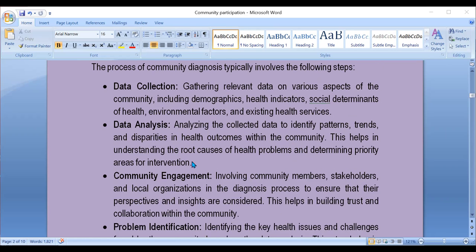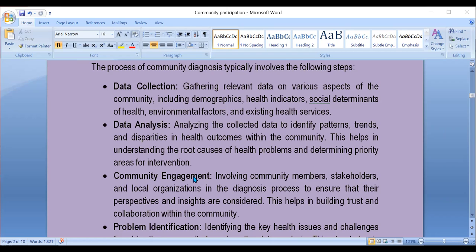You're also going to embark on data analysis. By the time you have collected all this data, you are going to use what is called matrix ranking to rank and say, this is the actual health problem of these people, and this is the one we can solve. That is matrix ranking.